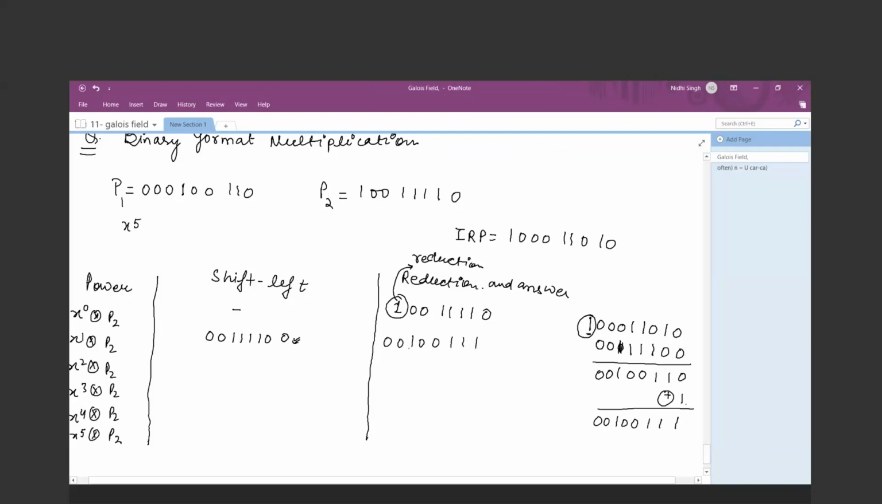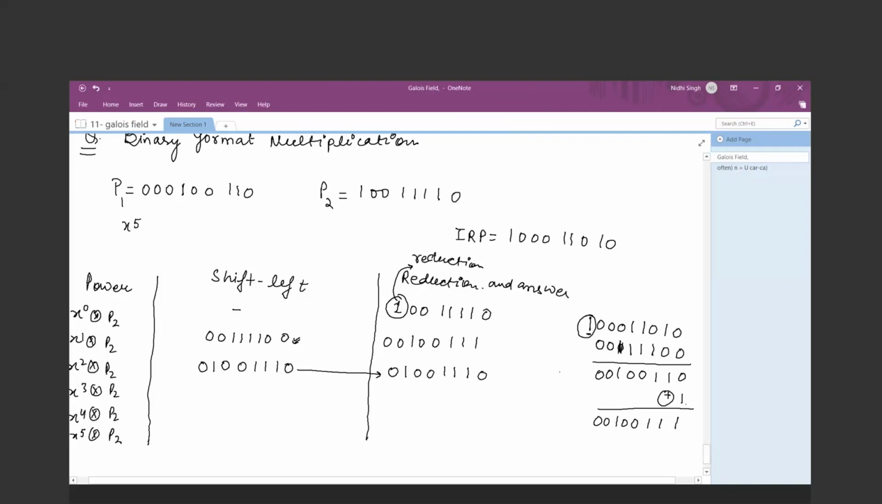Now from the analysis you can check first whether there is a need of reduction or not. So here the first bit is not 1, so there is no need of reduction. Just perform the left shift operation and put the answer over there. So 0 1 0 0 1 1 1 and last 0. So if there is no need of reduction, then the same shift left answer will be pasted over there, like 0 1 0 0 1 1 1 and 0.